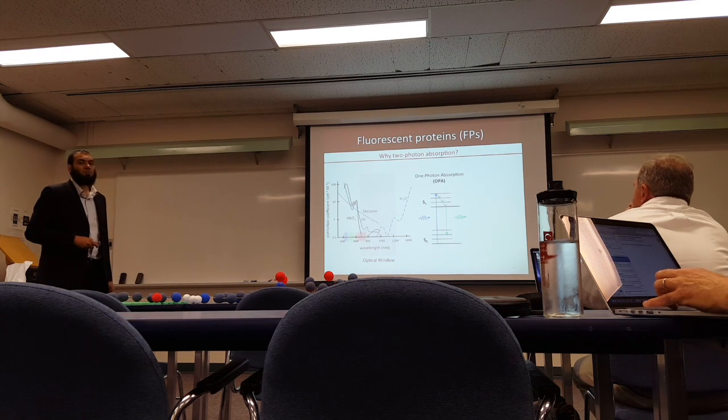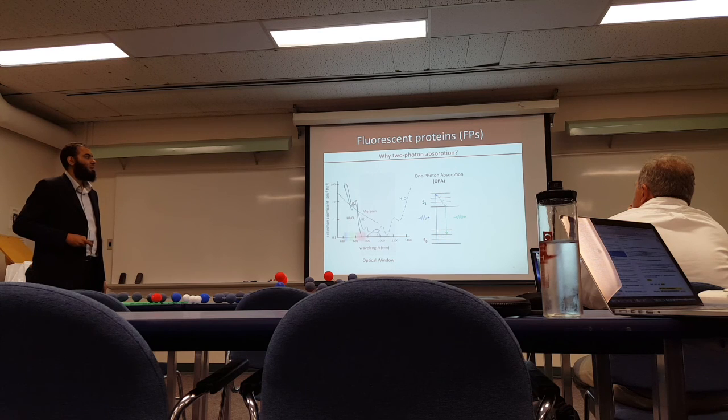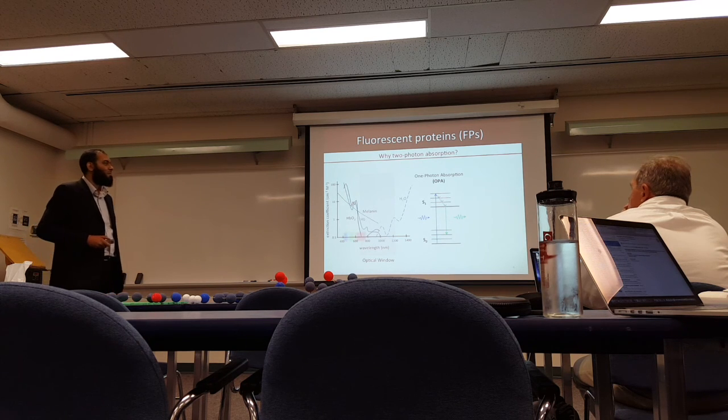Conventional one-photon absorption, that everybody is used to, goes like this. You have a ground state and an electronic state, and then the molecule absorbs a photon that is equivalent to the spacing between the ground electronic state and the excited state. And then it emits a photon, usually of lower energy.